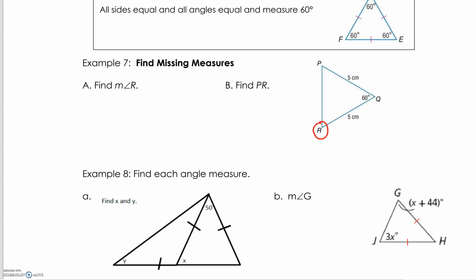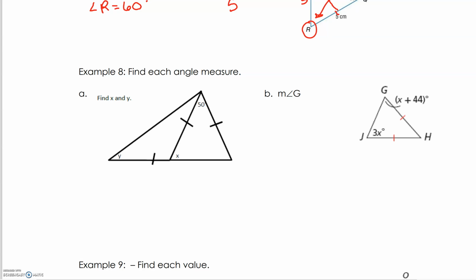I want to figure out what R is. Well, 5 and 5, so opposite angles must be congruent. So these must be congruent as well. And if we know this is 60, then we know that all these angles must be equal and must be 60 because it's an equiangular. So angle R equals 60 degrees. And if it's equiangular, it's equilateral, which means all the sides are 5. If these two are 5, this one must be 5, which is what it's asking for there.